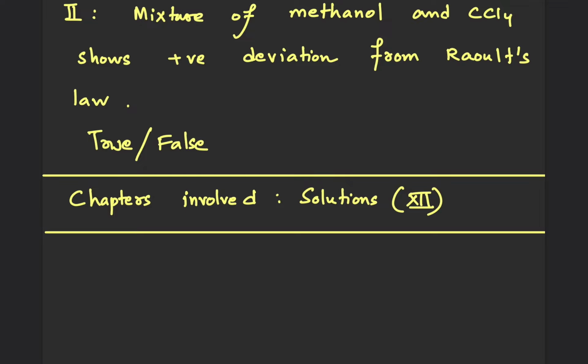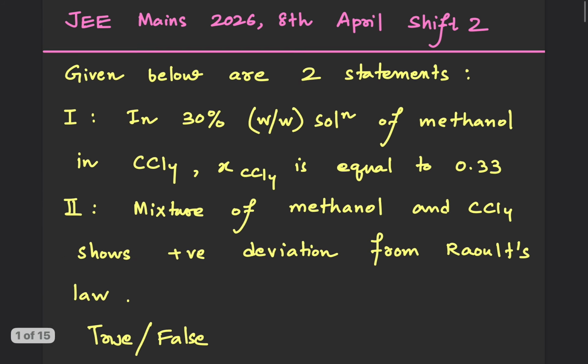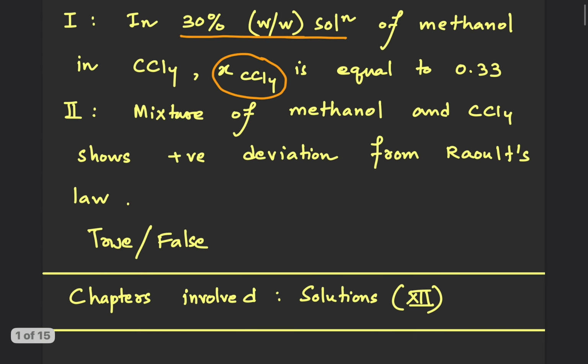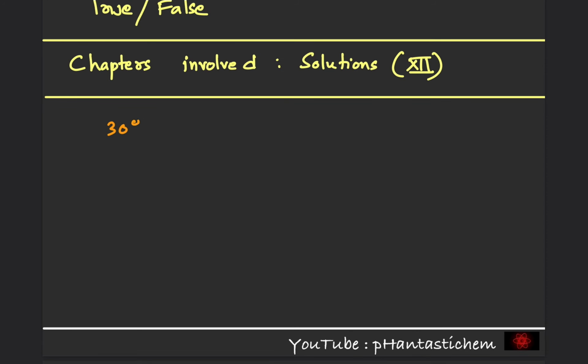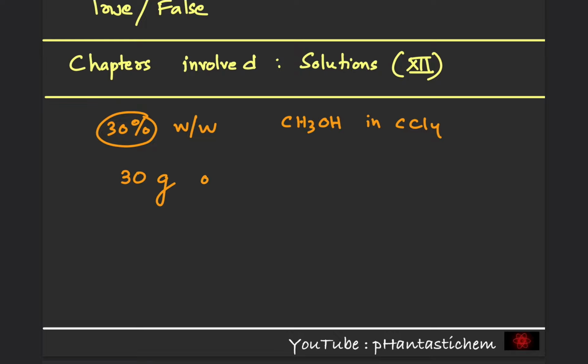Okay, so I will mark a few important points in statement 1. We have been given a 30% mass by mass solution of methanol in CCl4, and we are supposed to calculate the mole fraction of CCl4. So when they say 30% weight by weight or mass by mass solution of methanol, that is CH3OH, in carbon tetrachloride, CCl4, the meaning is that, since it is a percentage, 30 gram of methanol, CH3OH, is present in 100 gram of the solution.